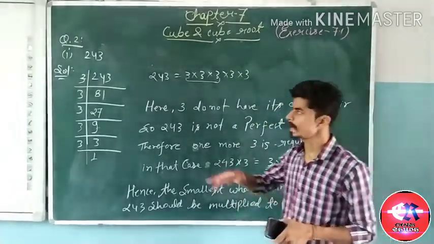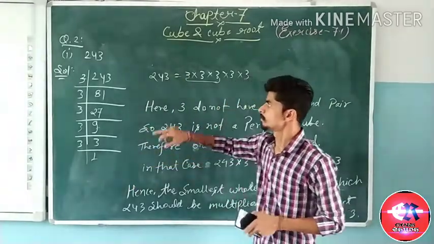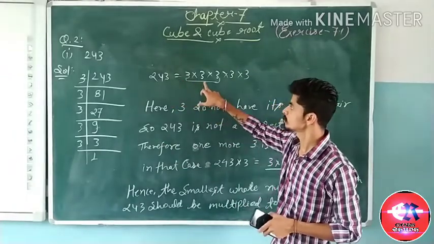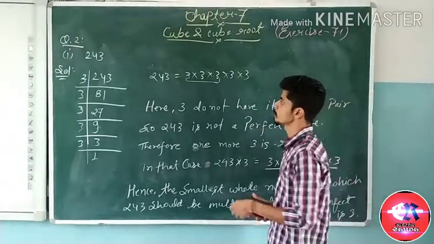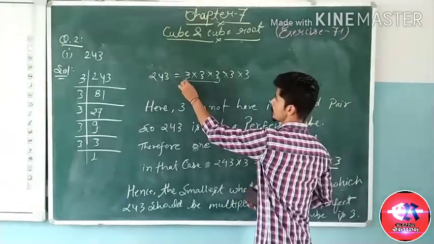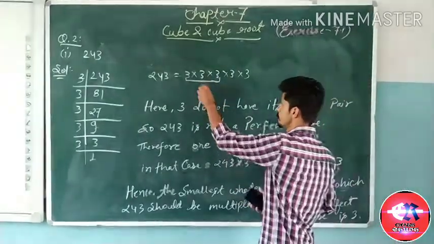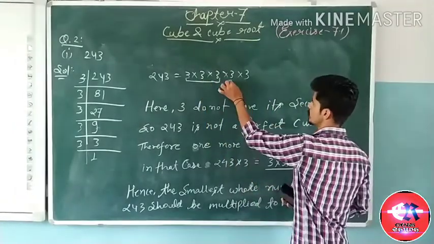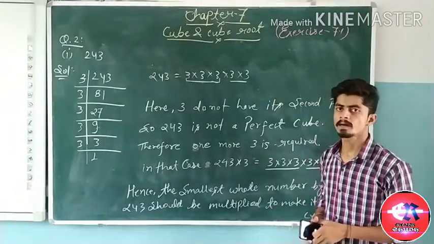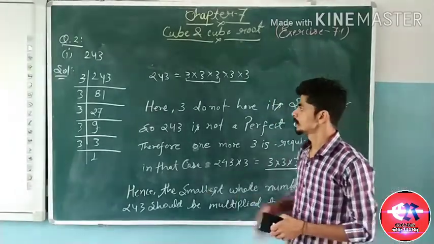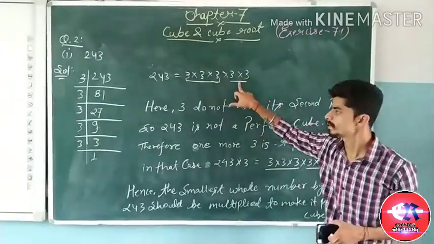Firstly we have to find all the prime factors of a given number by the prime factorization method. We get 243 is equal to 3 into 3 into 3 into 3 into 3. That means we get 3 five times. And for a cube, a group of 3 repeated 3 times makes one group. But here there are only 2 times 3 which do not have a complete group. Here 3 does not have its second group. One group is there but the second group is incomplete.